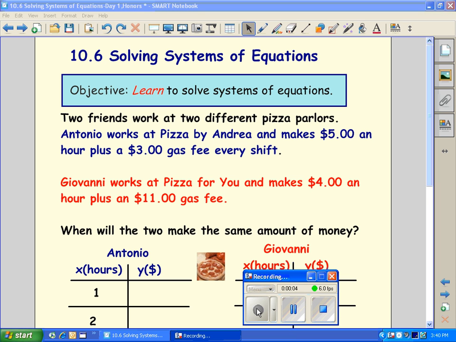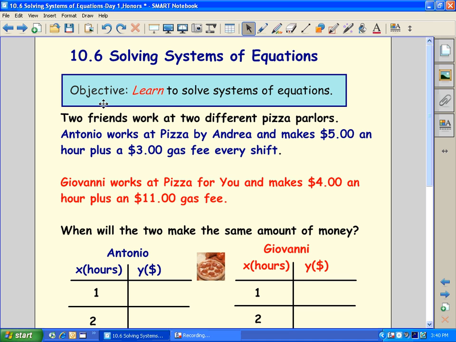I know you're upset that I'm not in there today, but today what we're going to be learning about is 10-6, solving systems of equations. If you're getting organized, I'm going to talk you through this problem here. Obviously, by the end of class today, you're going to learn how to solve systems of equations.